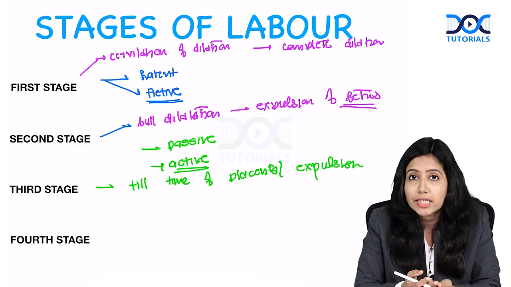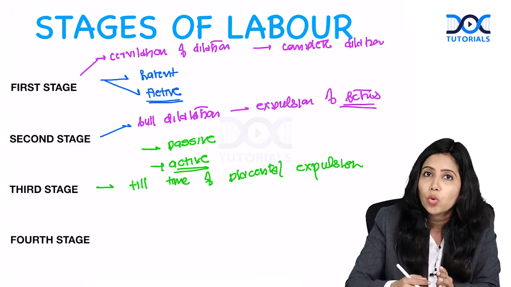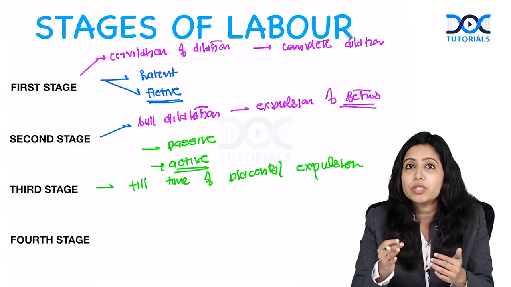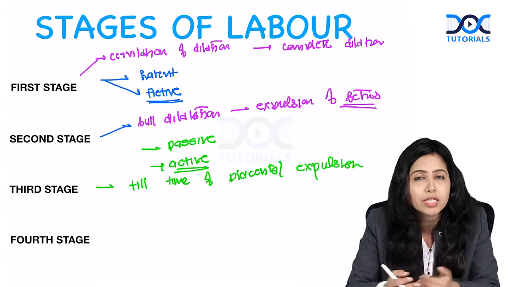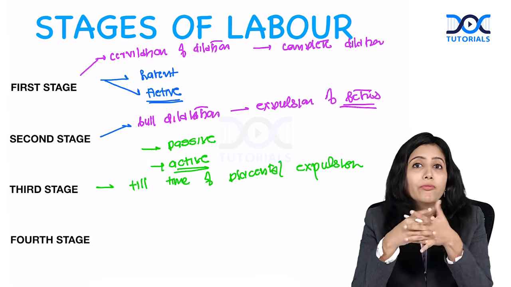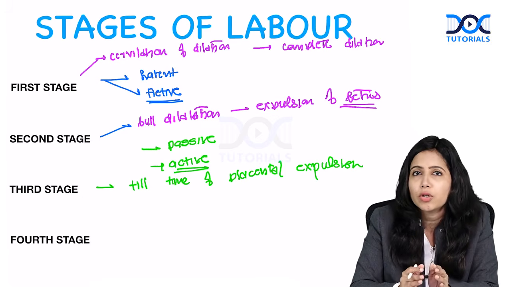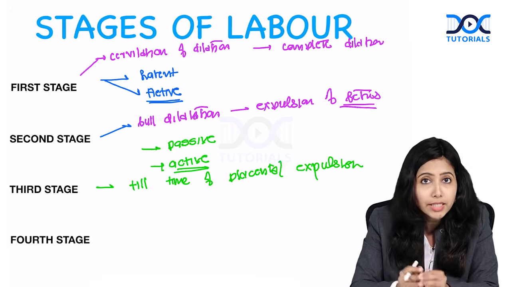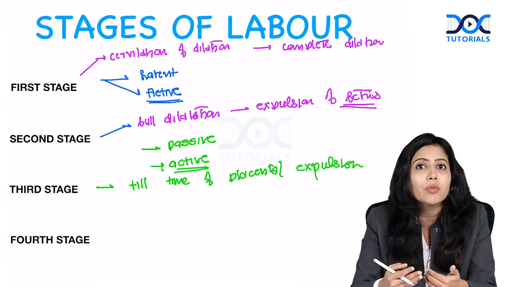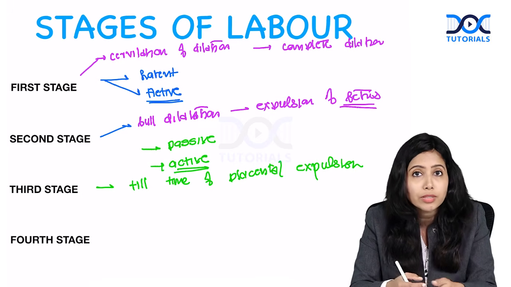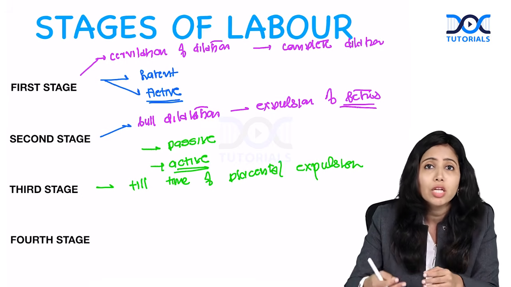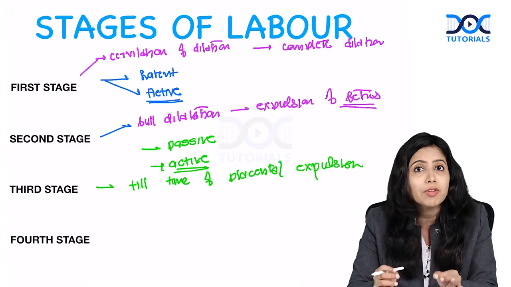Finally, we have the fourth stage. The fourth stage is the 2 hours following the delivery where we actively monitor the patient, during which time the uterine involution starts. Previously, we used to call only first, second and third stage. Currently, we have included the time after delivery as the fourth stage because this is a very important time. This is the time where the patient can again have bleeding, she can have complications.